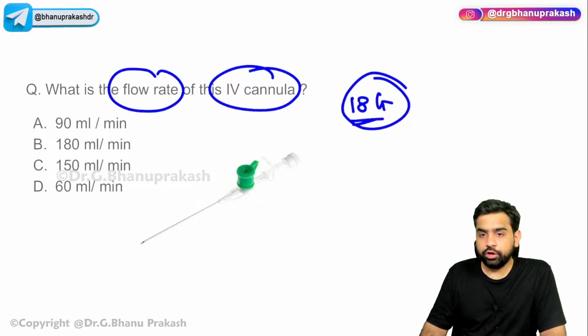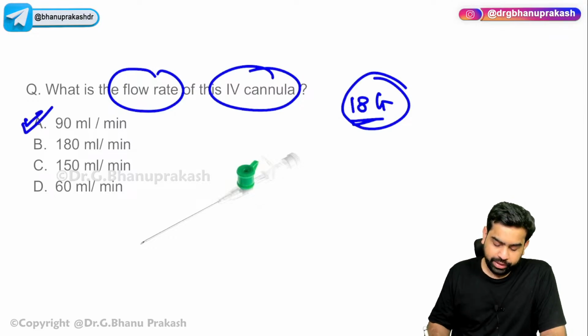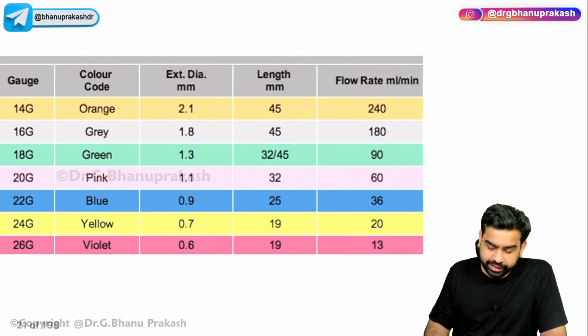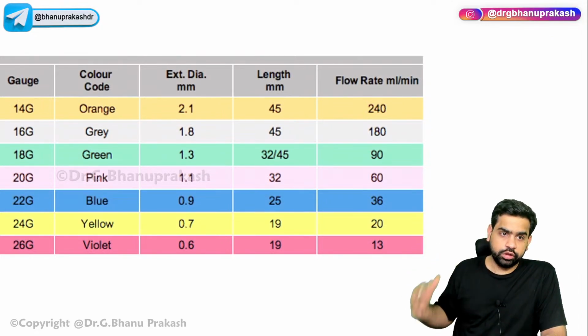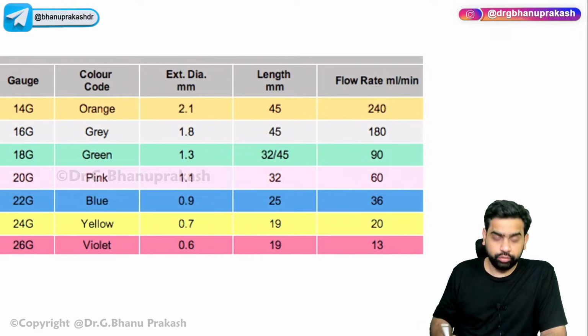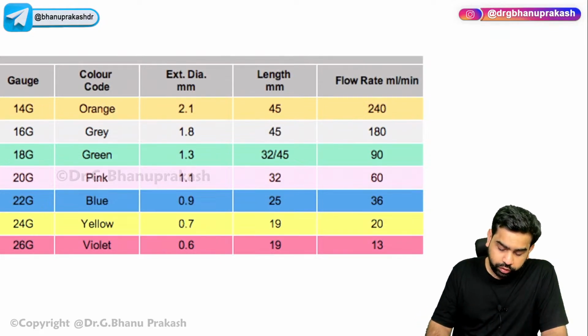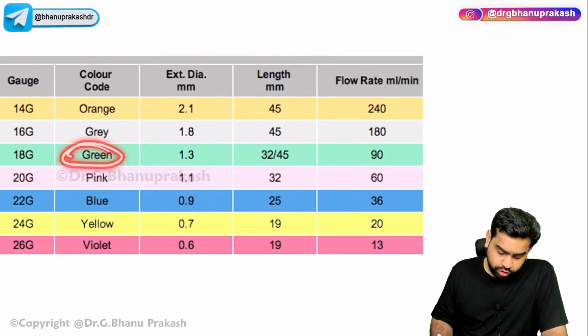And what is the flow rate of this 18 gauge cannula? It is 90 ml per minute. Okay, Shubham, it's not 16 gauge, it is an 18 gauge cannula. So let's go through this figure. It is going to help you understand the size and the flow rate, and you have to remember that. The important ones to remember are green, pink, blue, yellow, and maybe gray.